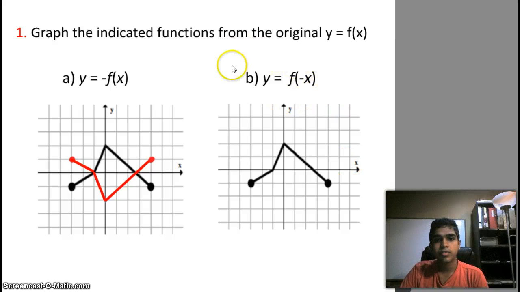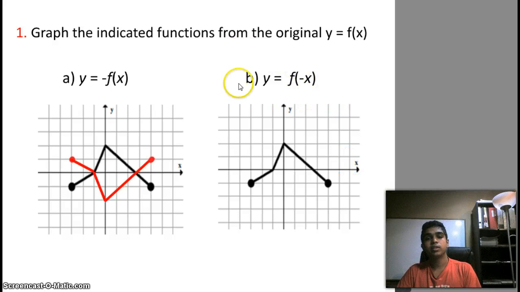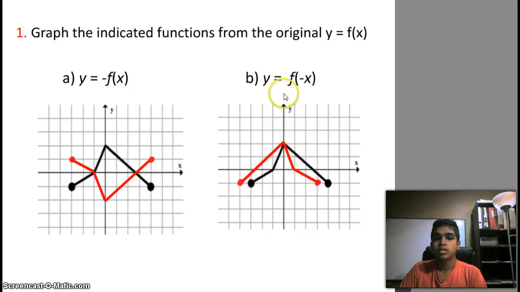Since this was at 2, it would go down to negative 2. Since this was at negative 1, it would go up to positive 1. And for f of negative x, it's the same thing except you're reflecting over the y-axis instead, and it'll look like that. So you're using the y-axis as your mirror, and whatever points are to the left of it will go to the right, and whatever points are to the right of it will go to the left.